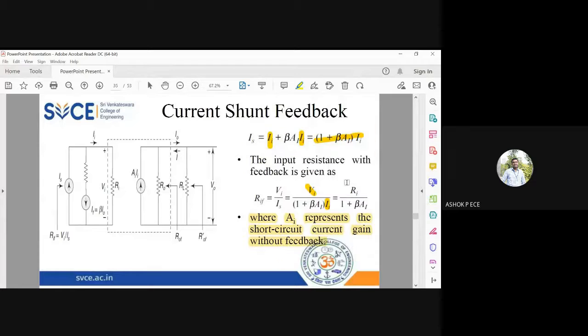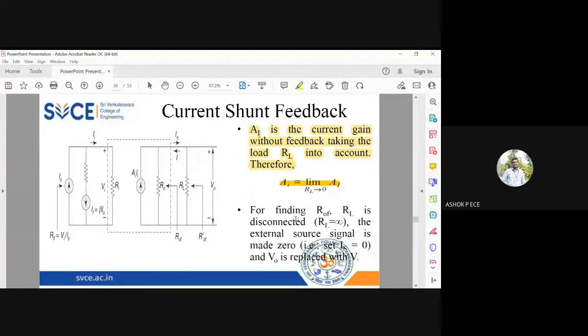So is this clear? So we have proved that when a current shunt feedback is applied, the input resistance will decrease enormously. The input resistance of the amplifier will decrease. Okay, now R naught F. So you know what is the procedure for finding R naught F?